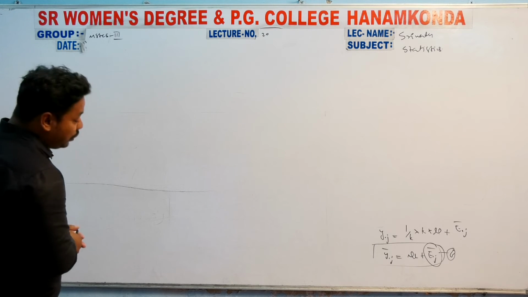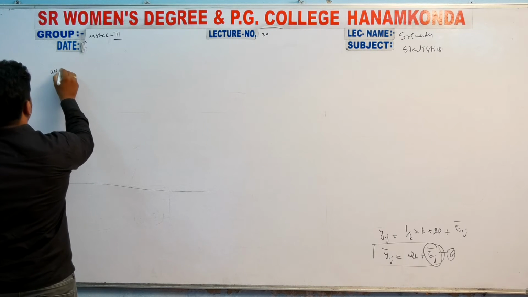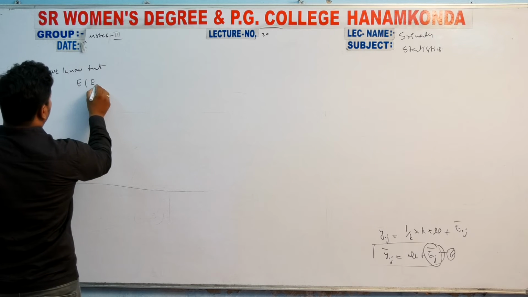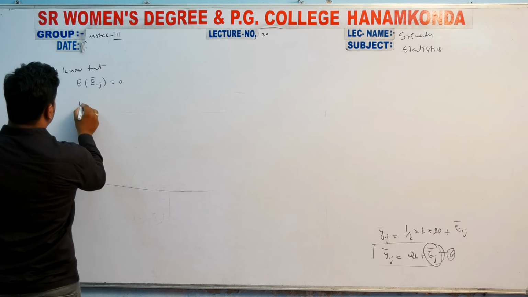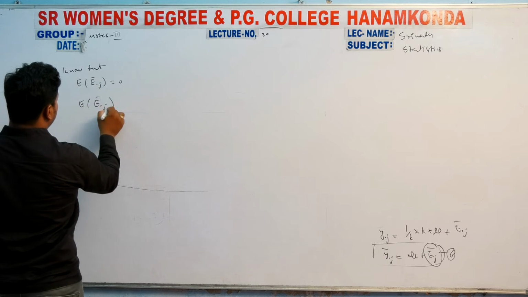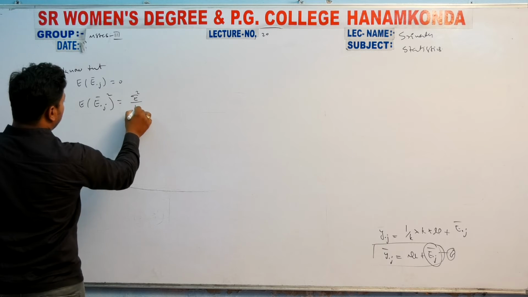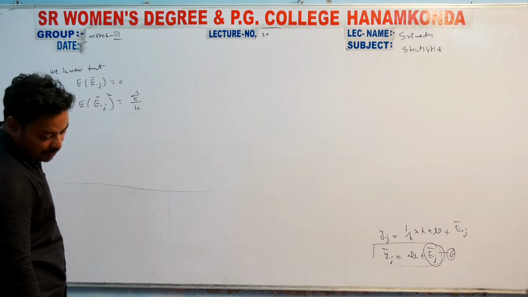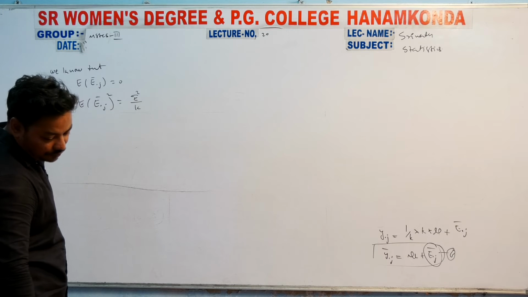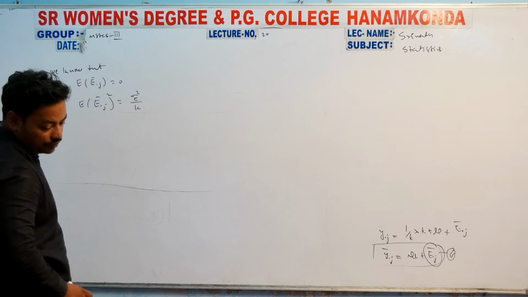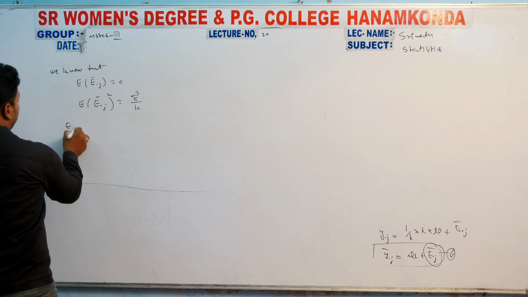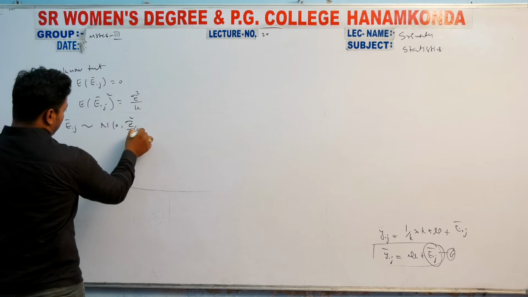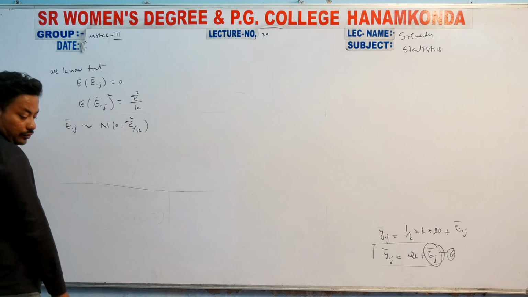Equation 3, and we know that expectation of E dot j bar equal to 0, expectation of E dot j bar whole square is equal to variance of E by k. And here also E dot j bar follows the normal distribution 0, variance of E by k.